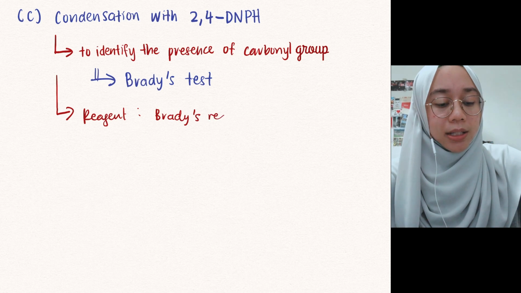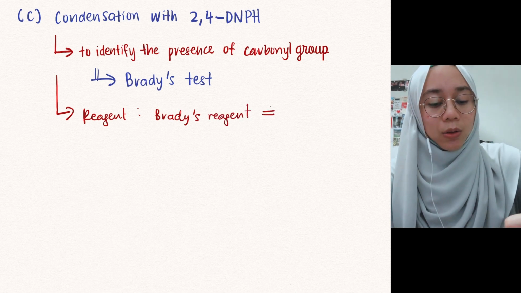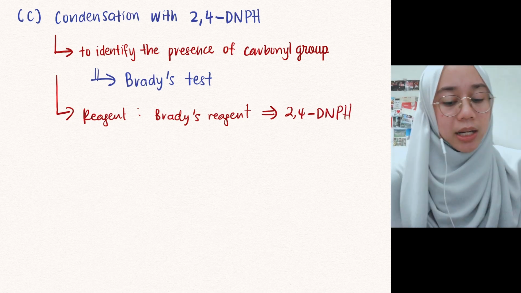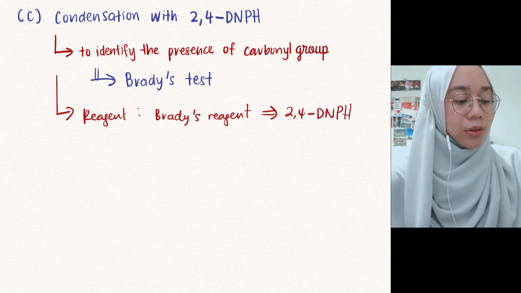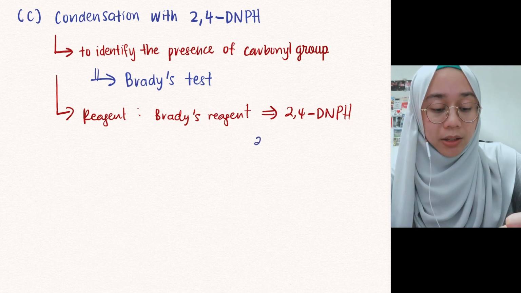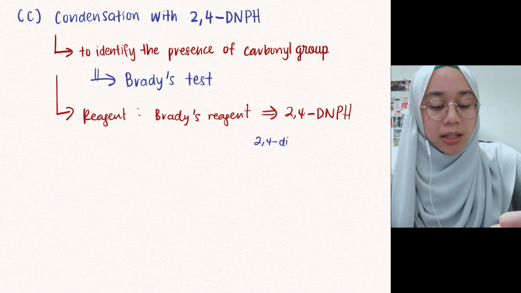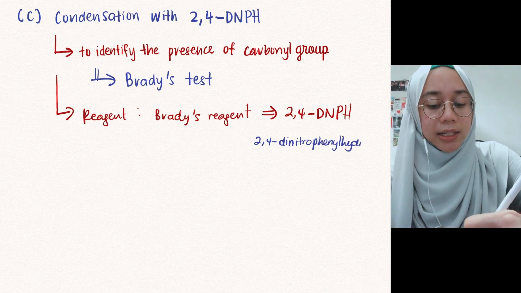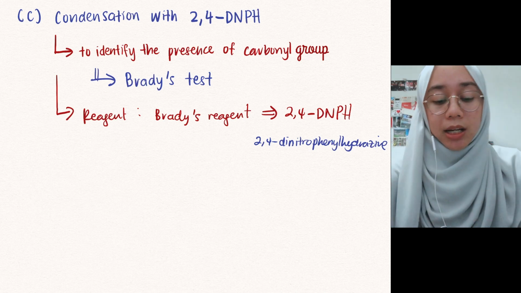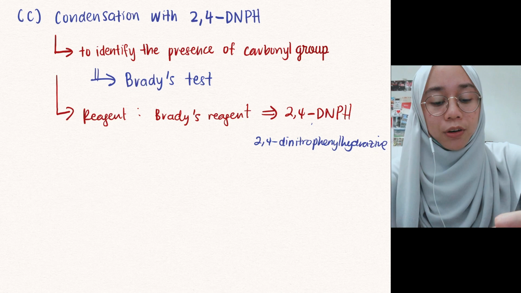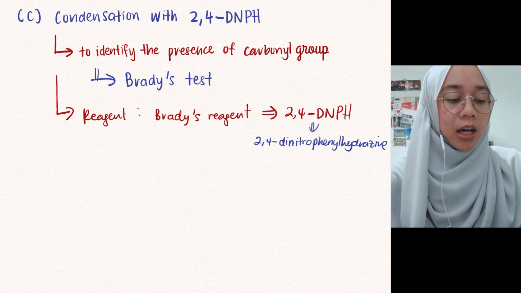So Brady's reagent dekat sini is basically the 2,4-DNPH. So what does it mean by DNPH sebenarnya? The DNPH means 2,4 position of something. 2,4, D stands for di, N stands for nitro, P stands for phenyl, and H stands for hydrazine. So ni nama penuh dia sebenarnya. Tapi tak apalah, kita ambil senang, kita just letak sahaja 2,4-DNPH.